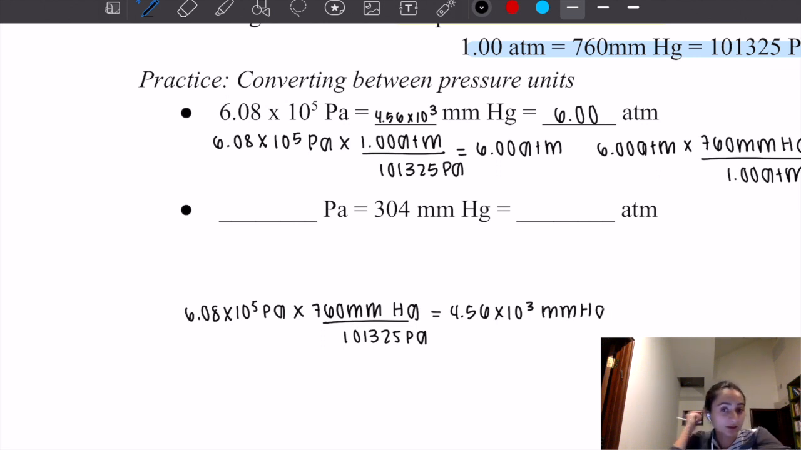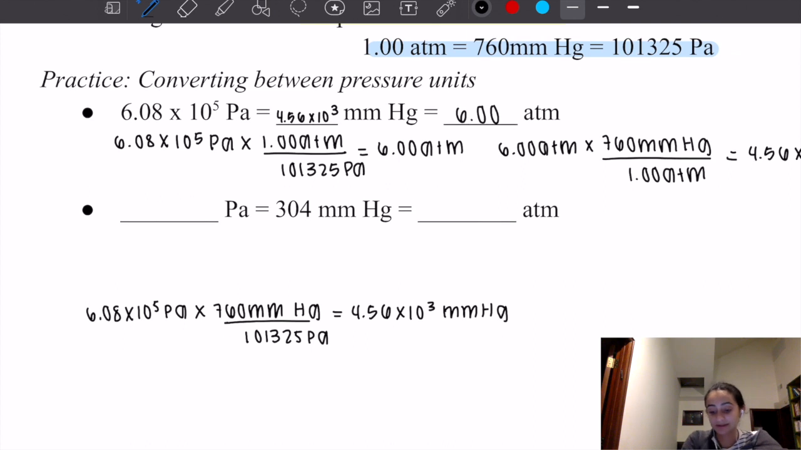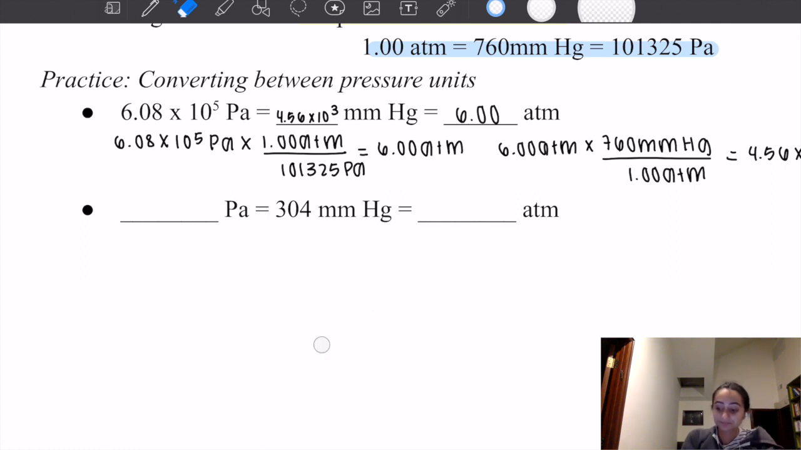I just like to do everything to atmospheres first because then you don't have to multiply by 760 and then divide by 101,325. You can just divide by 101,325. And these conversion fractions are just like stoichiometry, just like metric conversions. You just want your units to always cancel out. And that leads you to form the conversion fraction in a certain way.